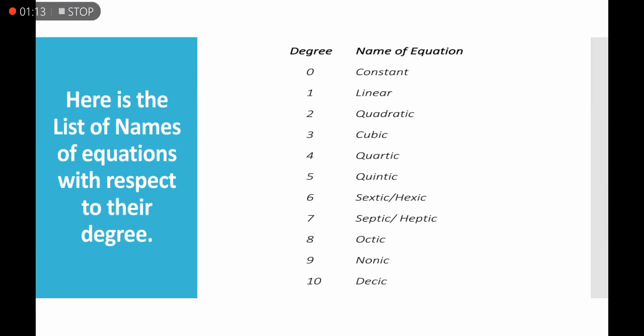Here is the list of names of equations with respect to their degree. For example, an equation with degree 1 is called a linear equation. An equation with degree 2 is called a quadratic equation, and an equation with degree 3 is called a cubic equation.